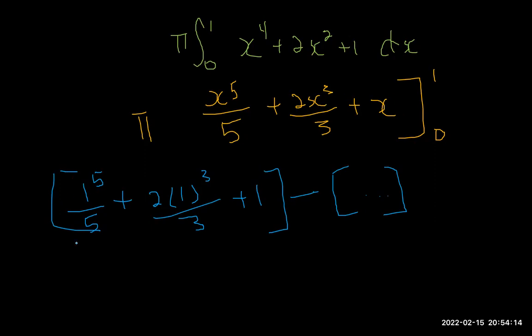So what I'm really focusing on is this. 1 to the power of 5 is going to give me 1, so that's a fifth. Plus 1 cubed is 1, so this is 2/3. And then this is plus 1. So what's the value here? It's supposed to end up with 28 on 15. So let me just check that again. 1 on 5 plus 2/3 plus 1. Okay. Are you getting the 28 on 15, or 1 and 13 on 15?